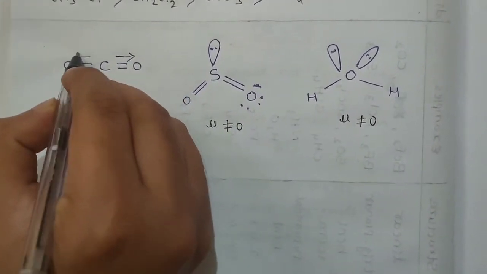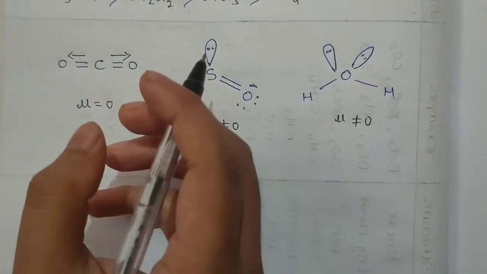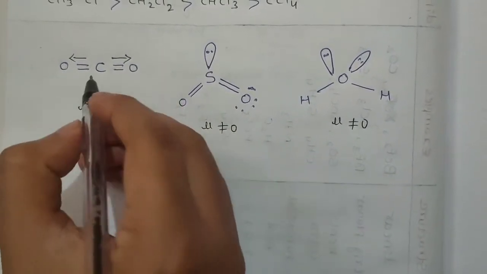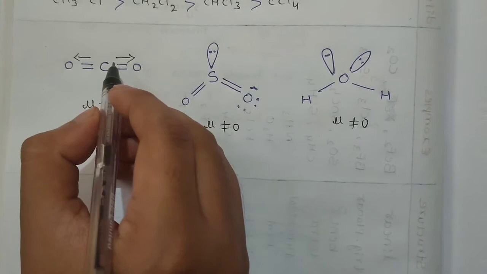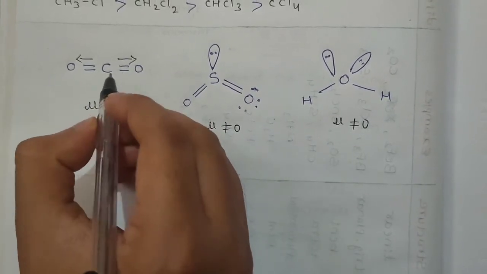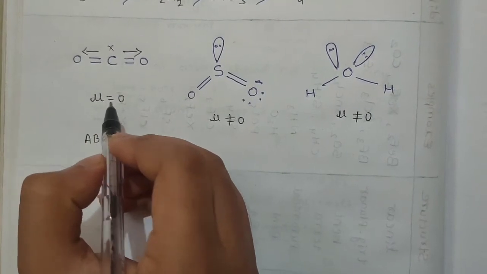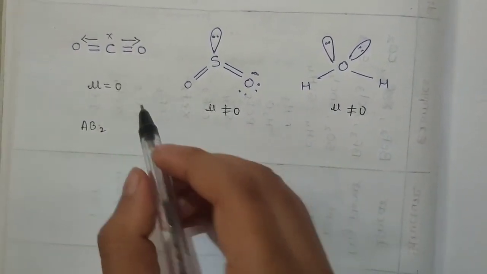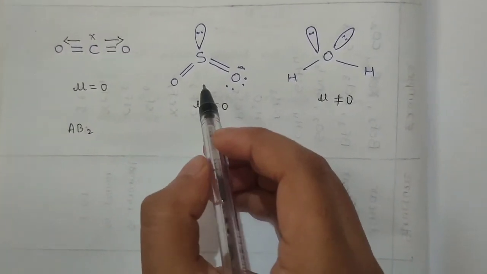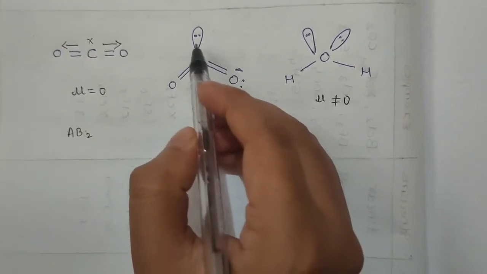Because the electronegative oxygen atoms pull the electrons towards themselves, the charges are opposite in direction, so they cancel out, and that's why its dipole moment value will be 0. And here, unlike CO2, SO2 is not linear because of the presence of the lone pair of electrons.